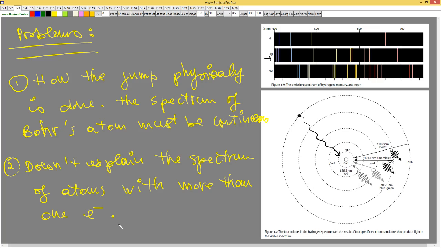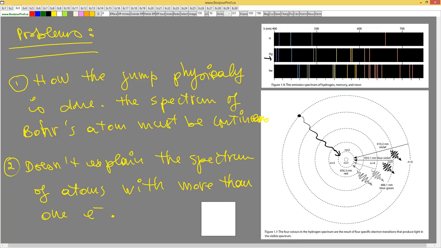It must be improved. It explains the hydrogen atom very well. It explains very well, for example, lithium two plus, because it has only one electron. Lithium has how many electrons? No, two plus. If the atom or the ion has only one electron, Bohr's model is good. But if it has more than one electron, it doesn't explain it.